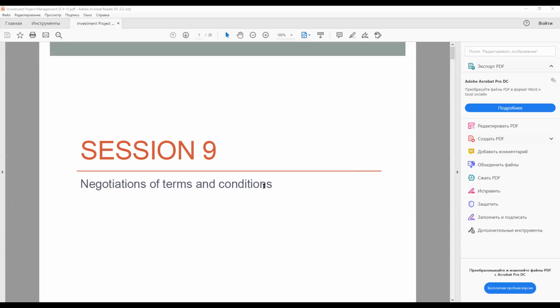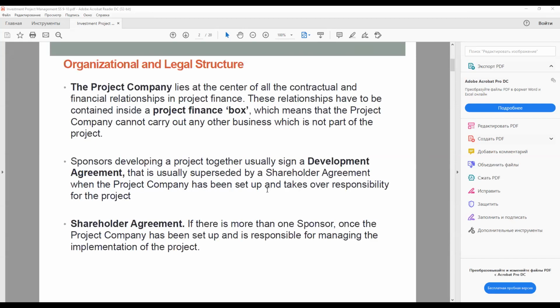Back to presentation. Let us start the next topic about the processes of negotiation of terms and conditions. So first, the organizational and legal structure.